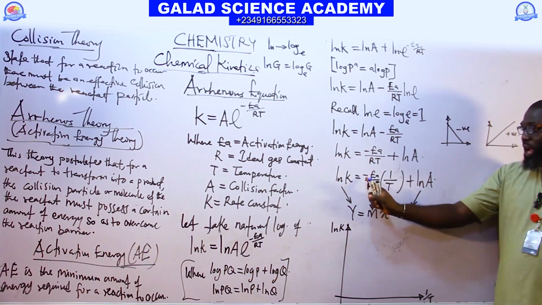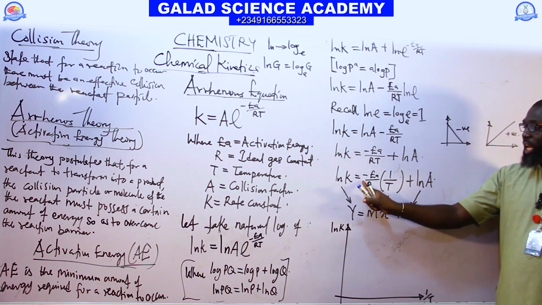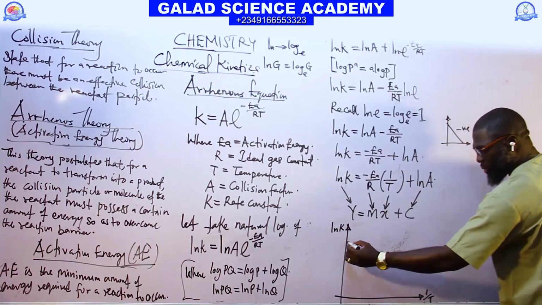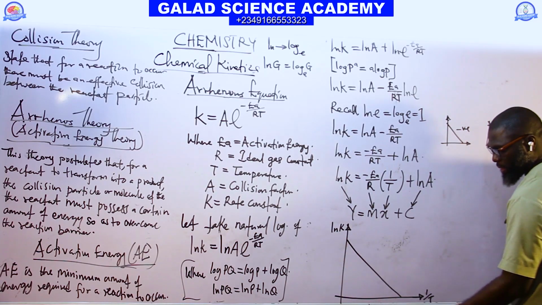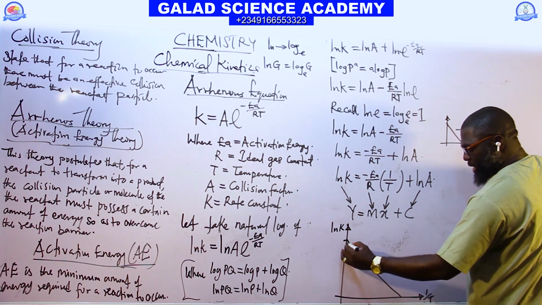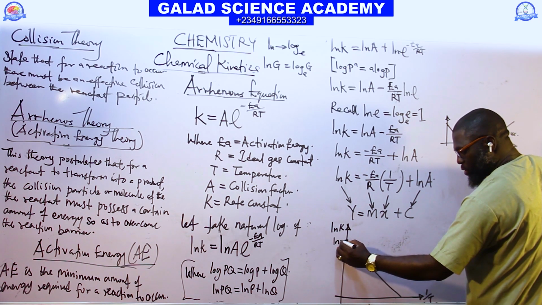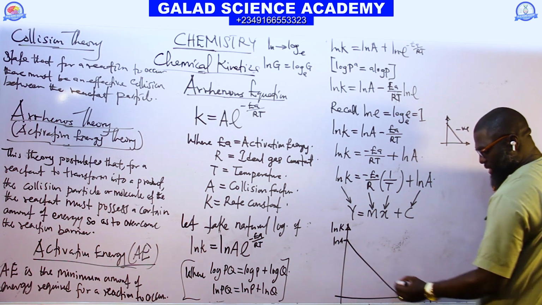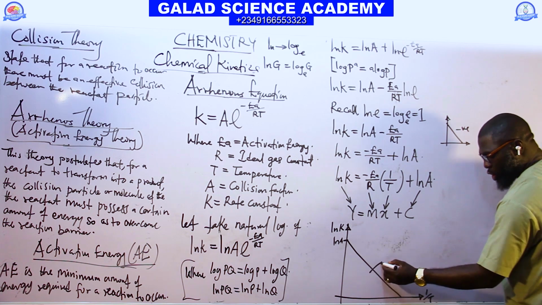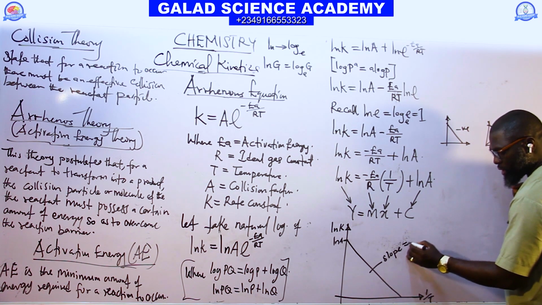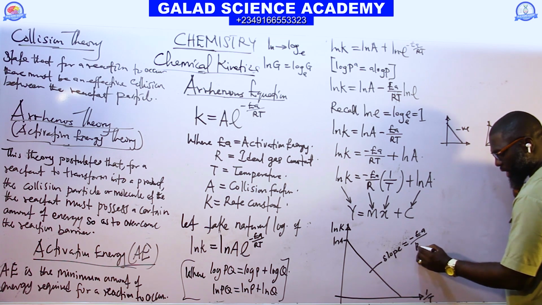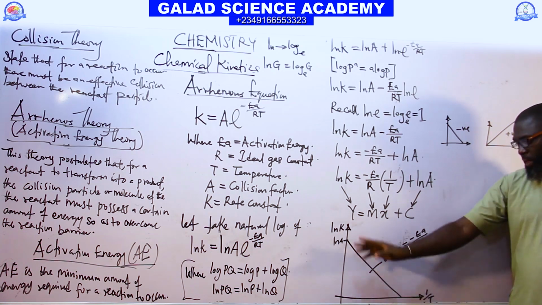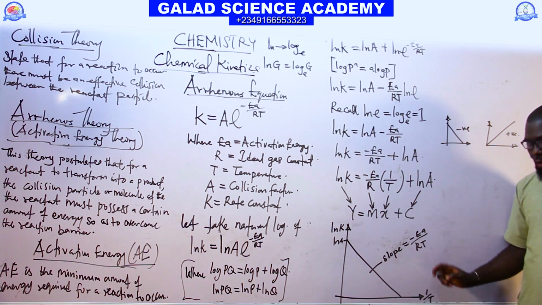Then look at this graph here. We have minus here, so it tells us that the slope of the graph is minus, and the nature of the graph will come in this form. And this particular point here is our intercept on the vertical axis, ln A, and the slope or gradient of the curve is minus Ea over R. So this is the graph for the Arrhenius equation.